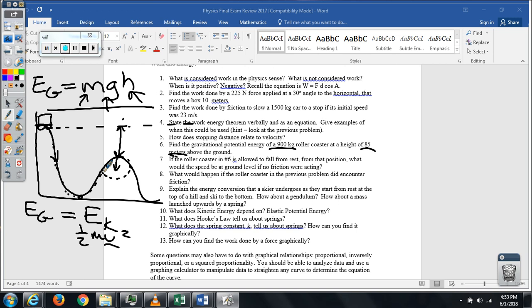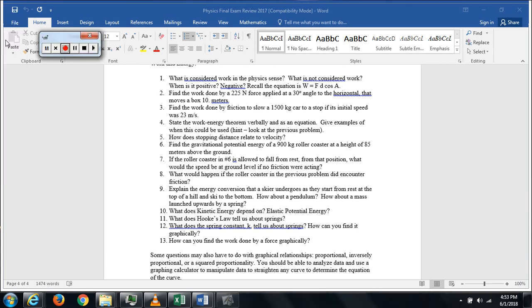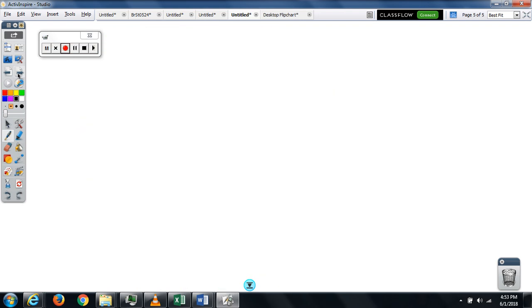Explain the energy conversion that a skier undergoes as they start from rest at the top of a hill to the bottom of the hill. How about a pendulum? How about a mass launched upward from a spring? So these are all similar cases that we've dealt with before. Let me go to a bigger page here.